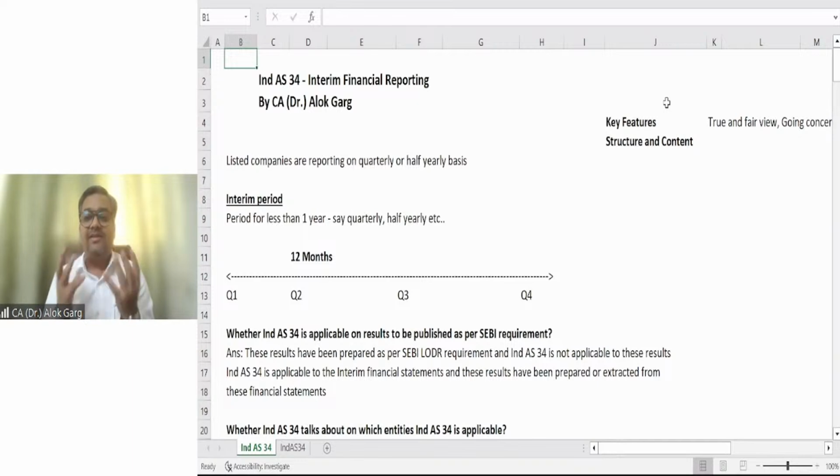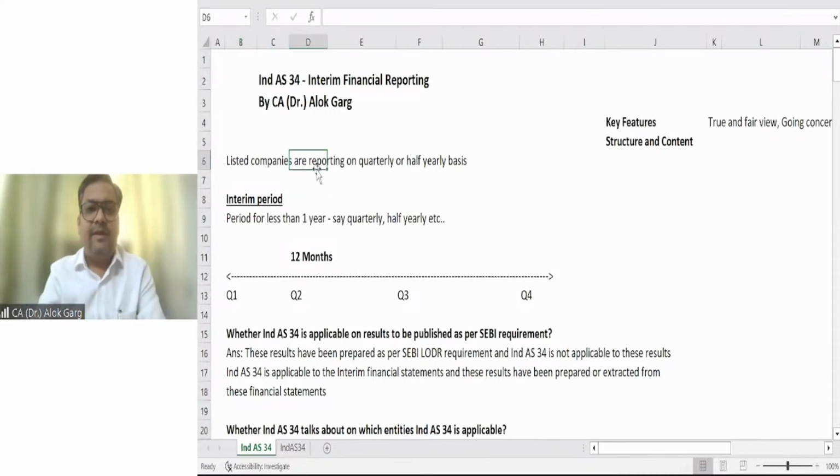You need to understand this practically as well. Why? Because the name of IND AS 1 is presentation of financial statements. So probably you will think, if we have to prepare the quarterly financial statement, whether IND AS 1 is applicable. Yes, it is applicable, but only to the extent of key features. To the extent of structure and content, IND AS 34 has given guidance.